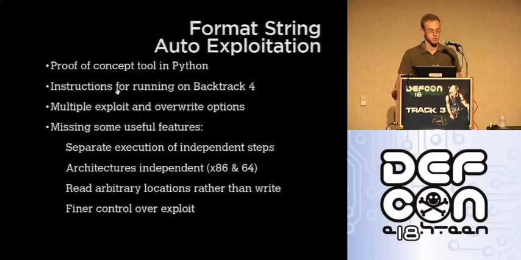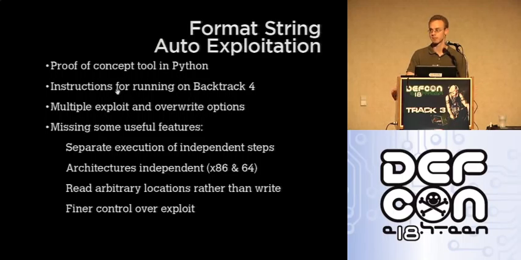The first tool, which should be on your DEF CON CD, is a proof of concept tool in Python. I have instructions for running it on Backtrack 4. Basically, it's a nice little suite for demonstrating the way the attack works. Multiple options about where you want to overwrite, where you want to put your shellcode.